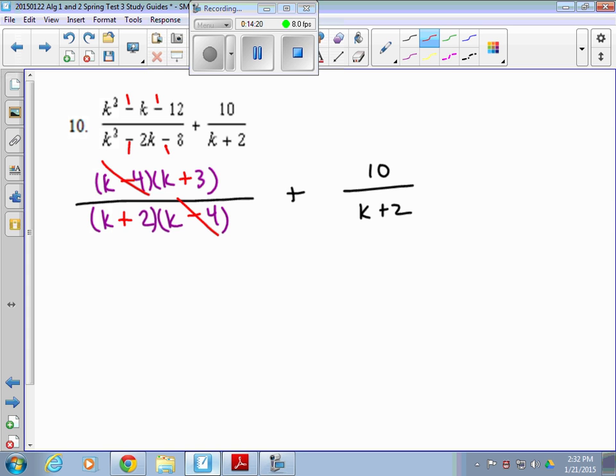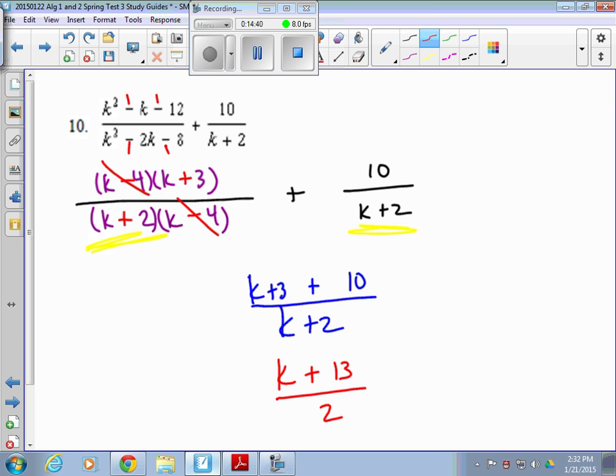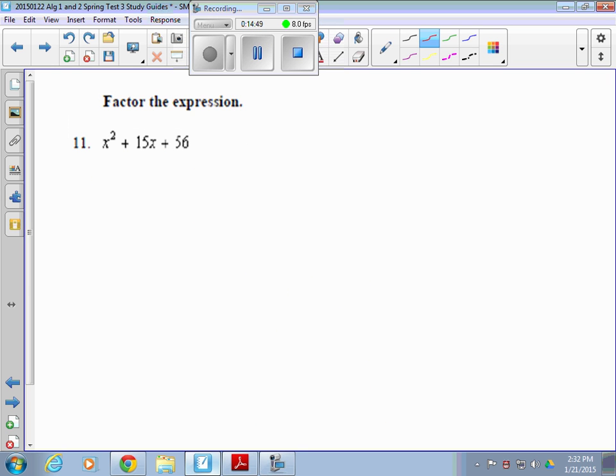So now we have the exact same denominator, k plus 2, for both of them. So k plus 2 is your denominator, and on the top of the one on the left, you have k plus 3, plus on top of the one on the right, you have 10. And when you simplify 3 plus 10, you get k plus 13 over 2. I'm sorry, over k plus 2.